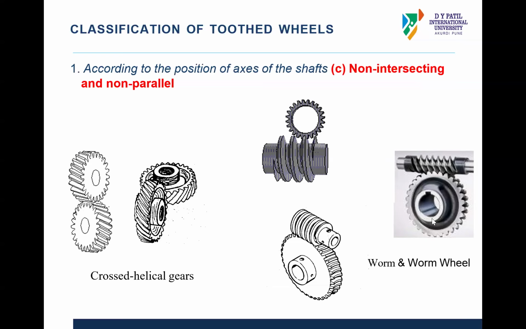Basically, this arrangement is used if you want to use a gearbox to open the doors of dams. At that time you can use a worm and worm wheel type arrangement. Okay, so this is the third part, where we are talking about axes that are non-intersecting to each other. At the same time, the axes of shafts are non-parallel to each other.